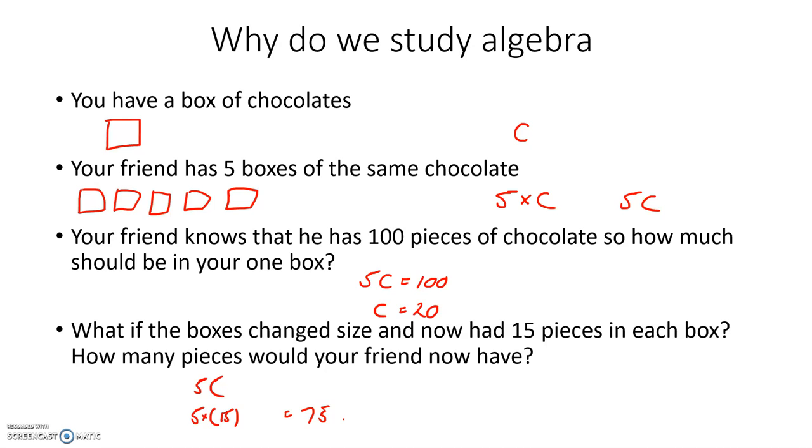This could then change if the company changes to 10 pieces, he'd have 5 times 10. If the company put only 1 piece in each box, he'd have 5 times 100. We use the letter because it allows us to change it to whatever that represents.